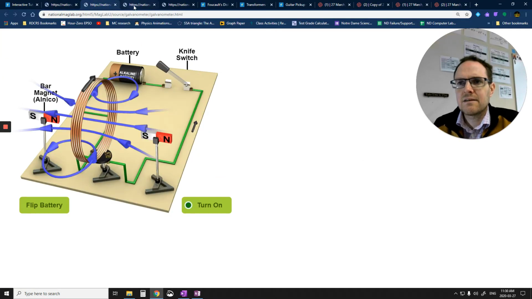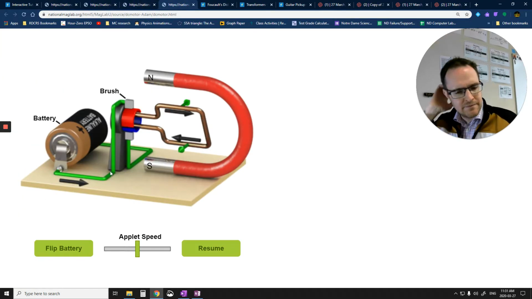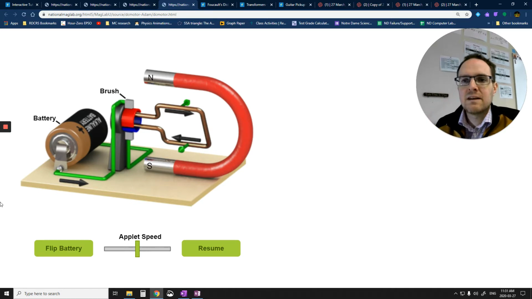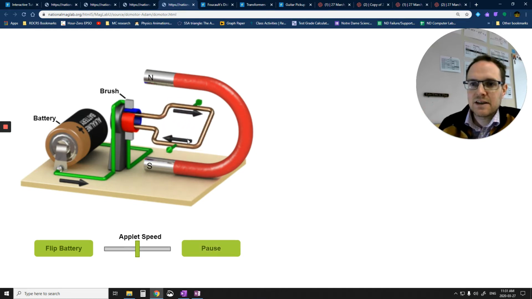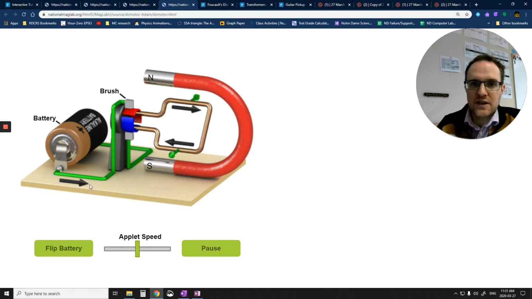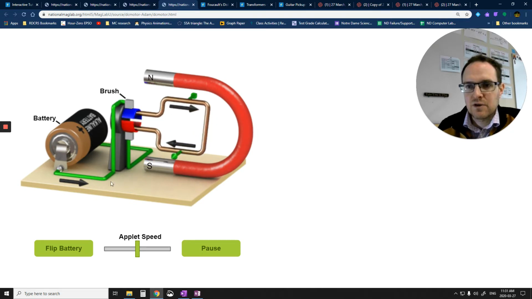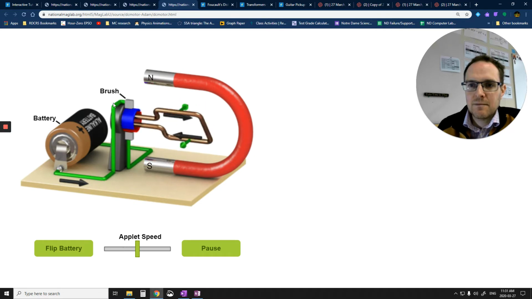I have another little animation here from the Mag Lab that shows you this as well. Here's my armature, spinning around. It's got a battery. They're using conventional current again, so the current's going the wrong way here. That's fine, it doesn't really matter. The current's going up the top, hits this top ring, and flows through the top ring.